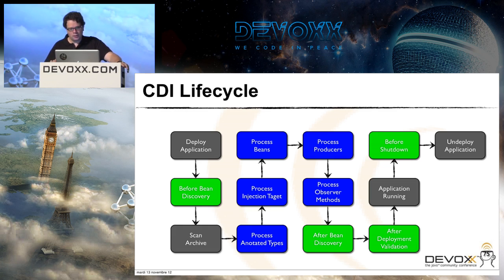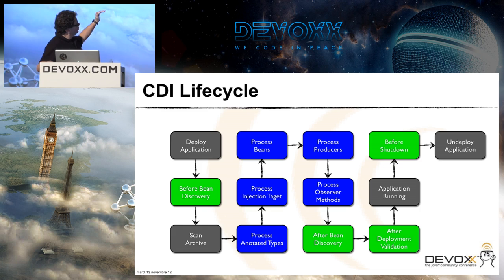I will do it as fast as possible. So you have a lot of steps before running your application. You see the application running is the one at the right. You have events that you can observe, and there are two colors here. The green one is the event that occurs once, and the blue ones are events that occur many times, regarding the number of beans, injection points and so on.